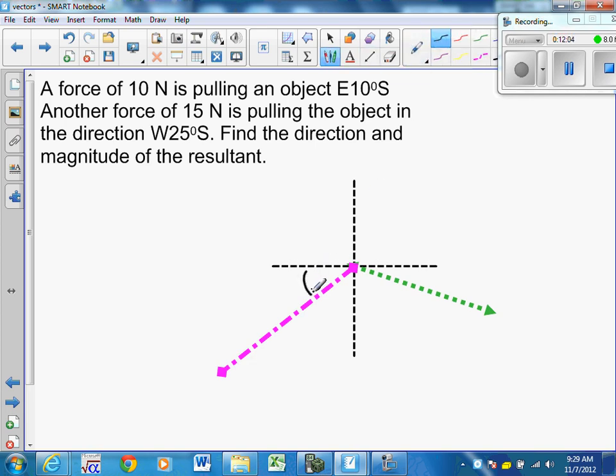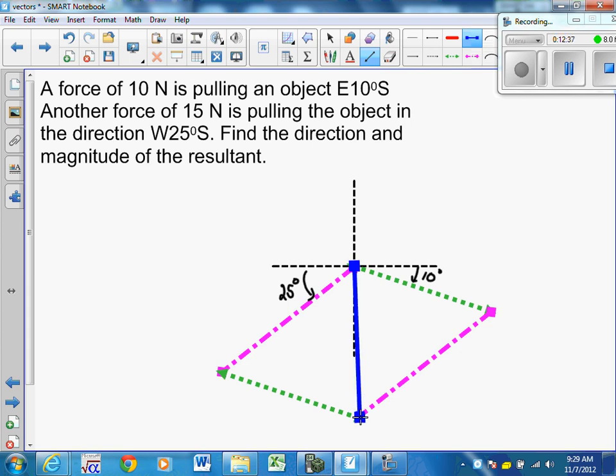This is 25. This is 10. And we now need to draw our parallelogram. Like I keep saying, it's very easy to do here on Smartboard because I can just cut and paste these nice perfect lines. It's a little bit harder when you don't have that. So somewhere down there. I don't know if it's straight south or not. It's kind of hard to tell.